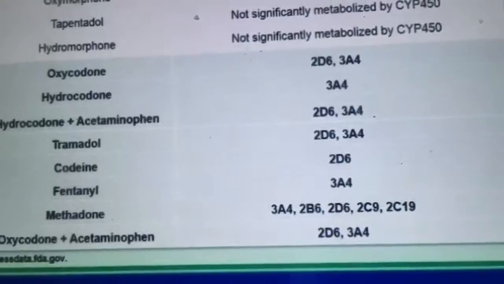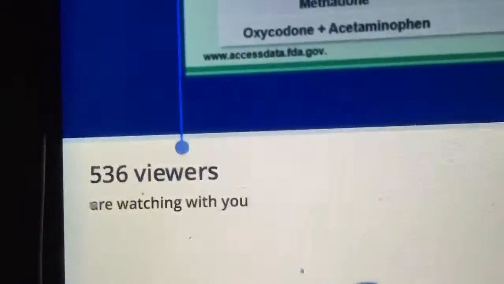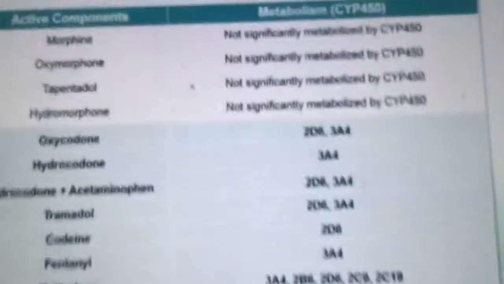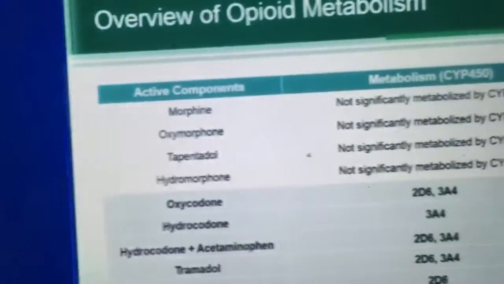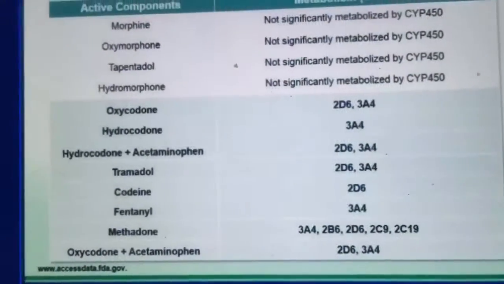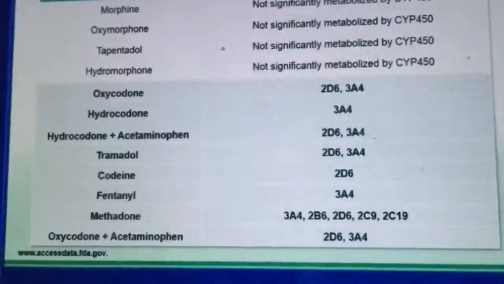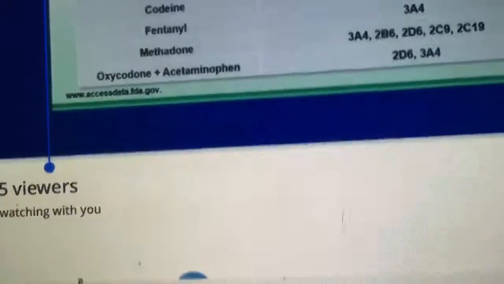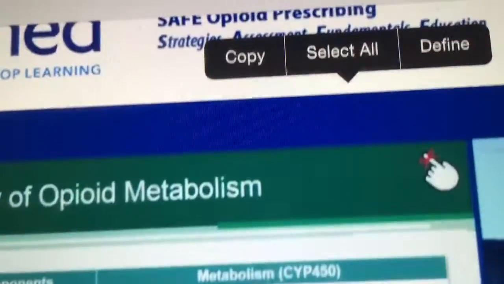The others, oxycodone, hydrocodone, combination products, tramadol, codeine, fentanyl, methadone, oxycodone combination products, go through the P450 system. And you can see that 3A4 is very important for many of them. 2D6 is there, but what does 2D6 do? It turns on the prodrug and makes it into the actual drug. So variability in 2D6 is more going to be a manifestation of lost action or too much action. There's a famous case that's been written up in the New England Journal about a hypermetabolizer through 2D6.